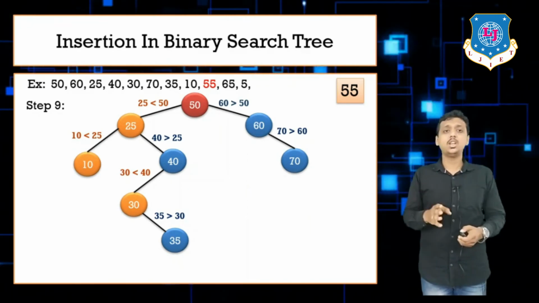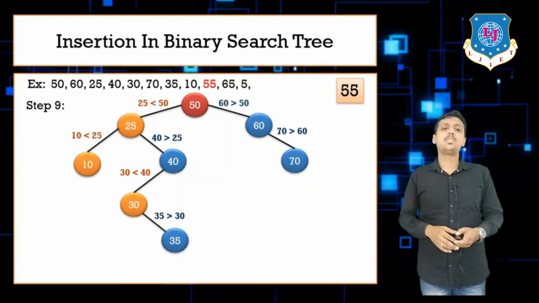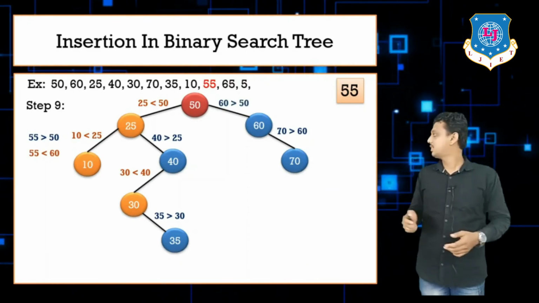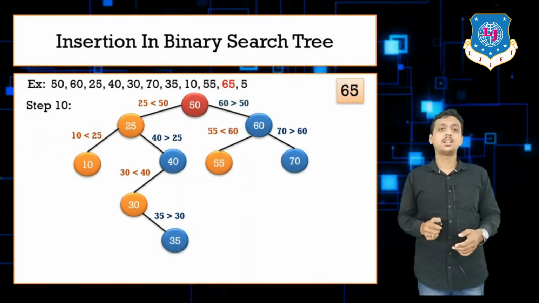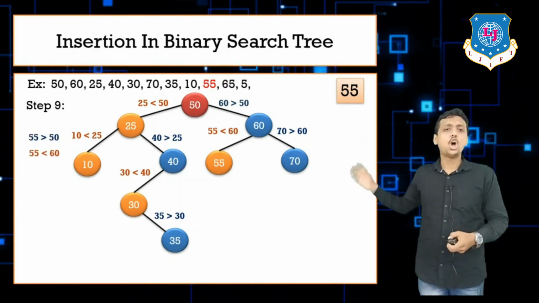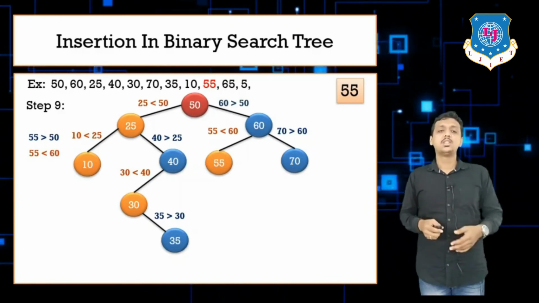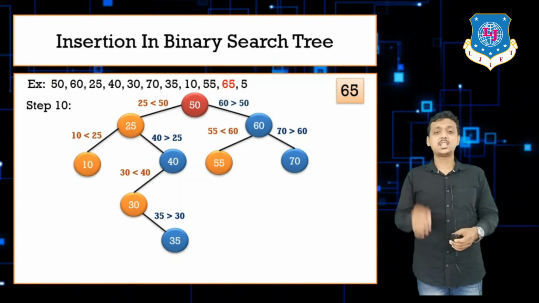So students, on the left side of the 60, we are going to insert 55. First compare with 50, then 60, and here it is. 55 is inserted on the left side of 60. Fine. Now the next value we have is 65.